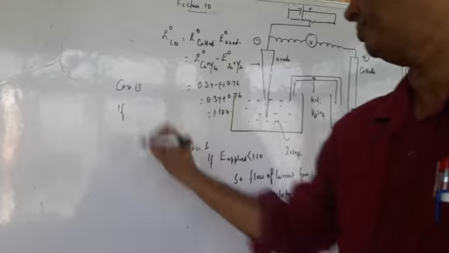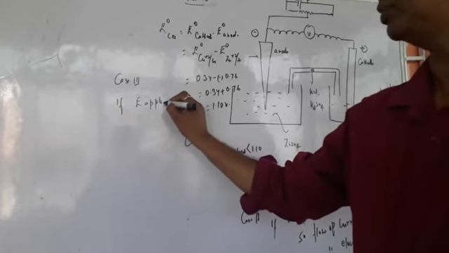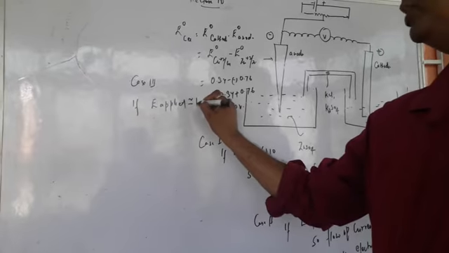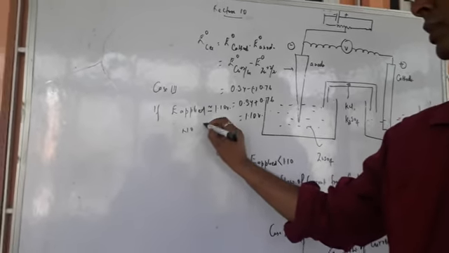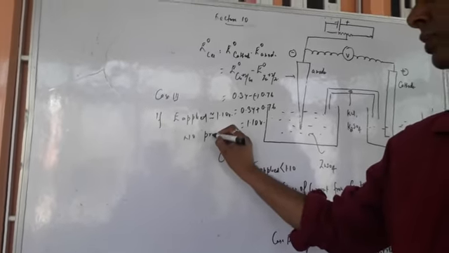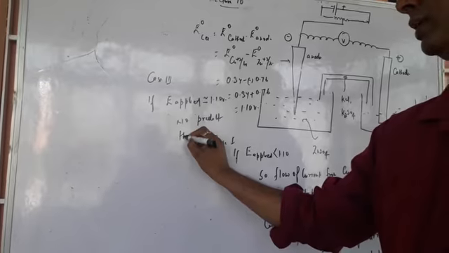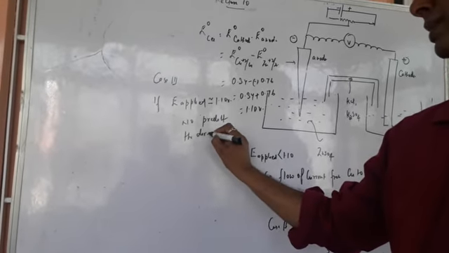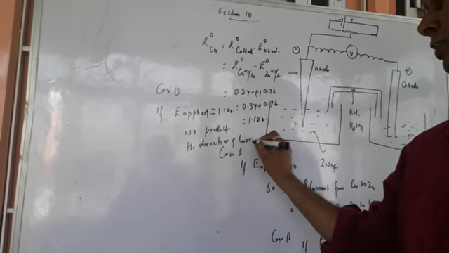Case 3: if E applied is approximately 1.10 volt, then we cannot predict the direction of current.